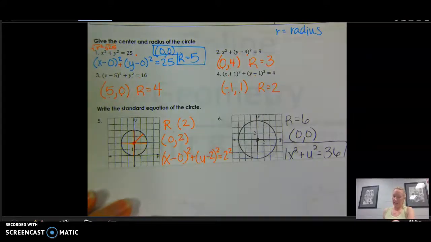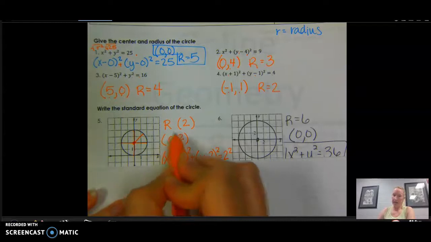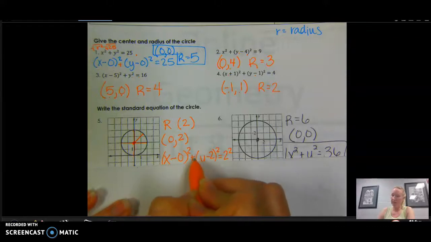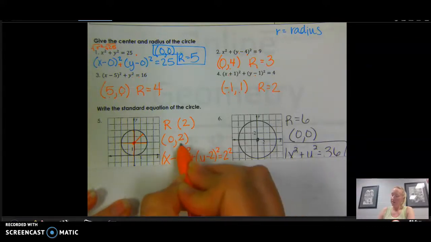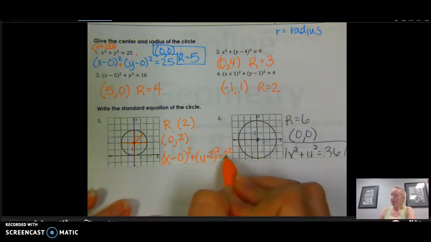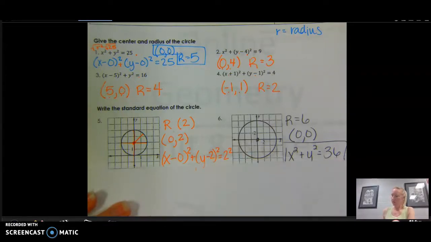So to write that in the equation, we do x minus the opposite of 0. So we don't have one, right? So it would just be (x − 0)² plus then y opposite of 2, so (y − 2)². That's going to equal my radius squared, so 2 squared, which my radius squared is 4.